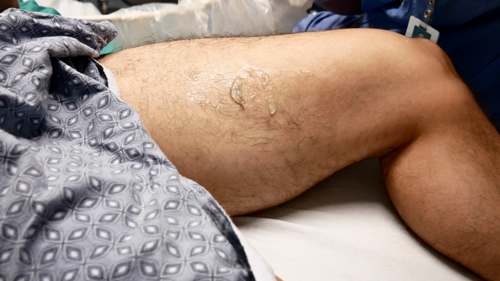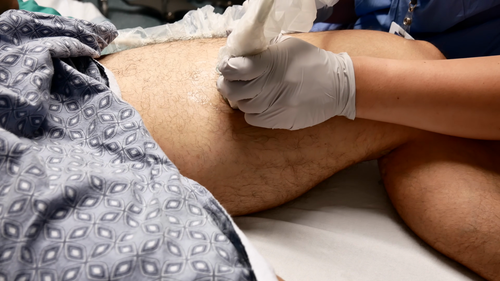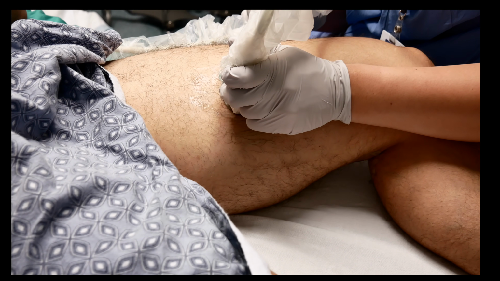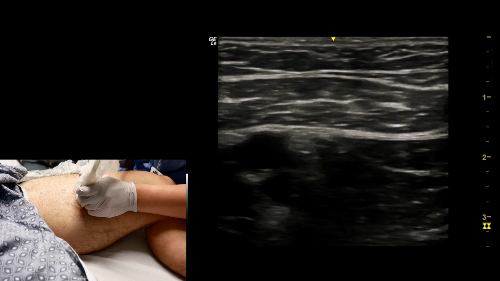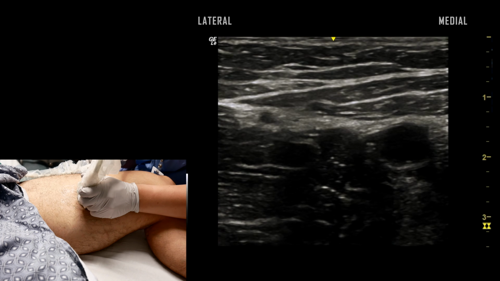The patient here is positioned supine with the thigh abducted and externally rotated. To identify the saphenous nerve in the adductor canal, the transducer is oriented transverse between the middle and distal third of the anteromedial thigh.